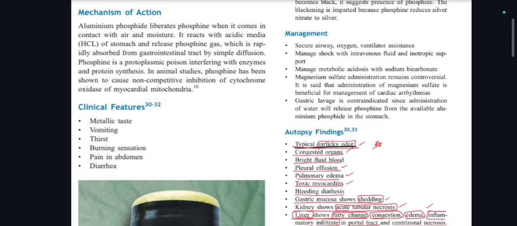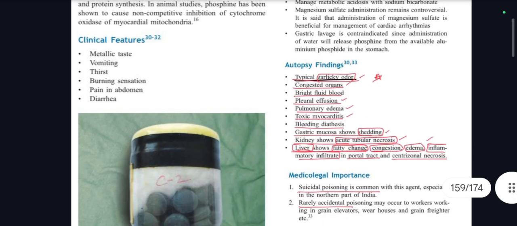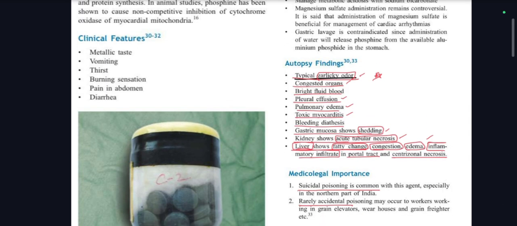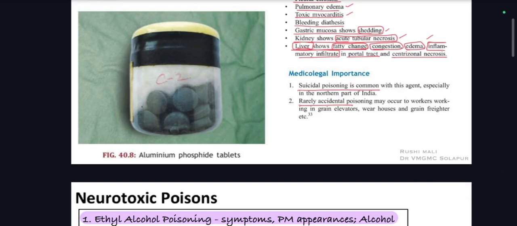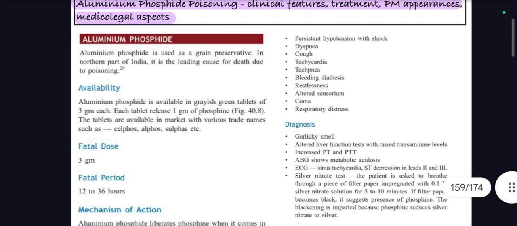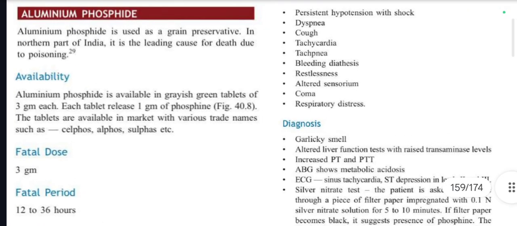Then clinical features. What are the clinical features of aluminium phosphide? Metallic taste, vomiting, thirst, burning sensation, pain in abdomen, and diarrhea. Remember, these are the green tablets. Fine. What about your diagnosis? But before that, persistent hypotension with shock, dyspnea, cough, tachycardia, tachypnea, bleeding diathesis, restlessness, altered sensorium, coma, and respiratory distress.